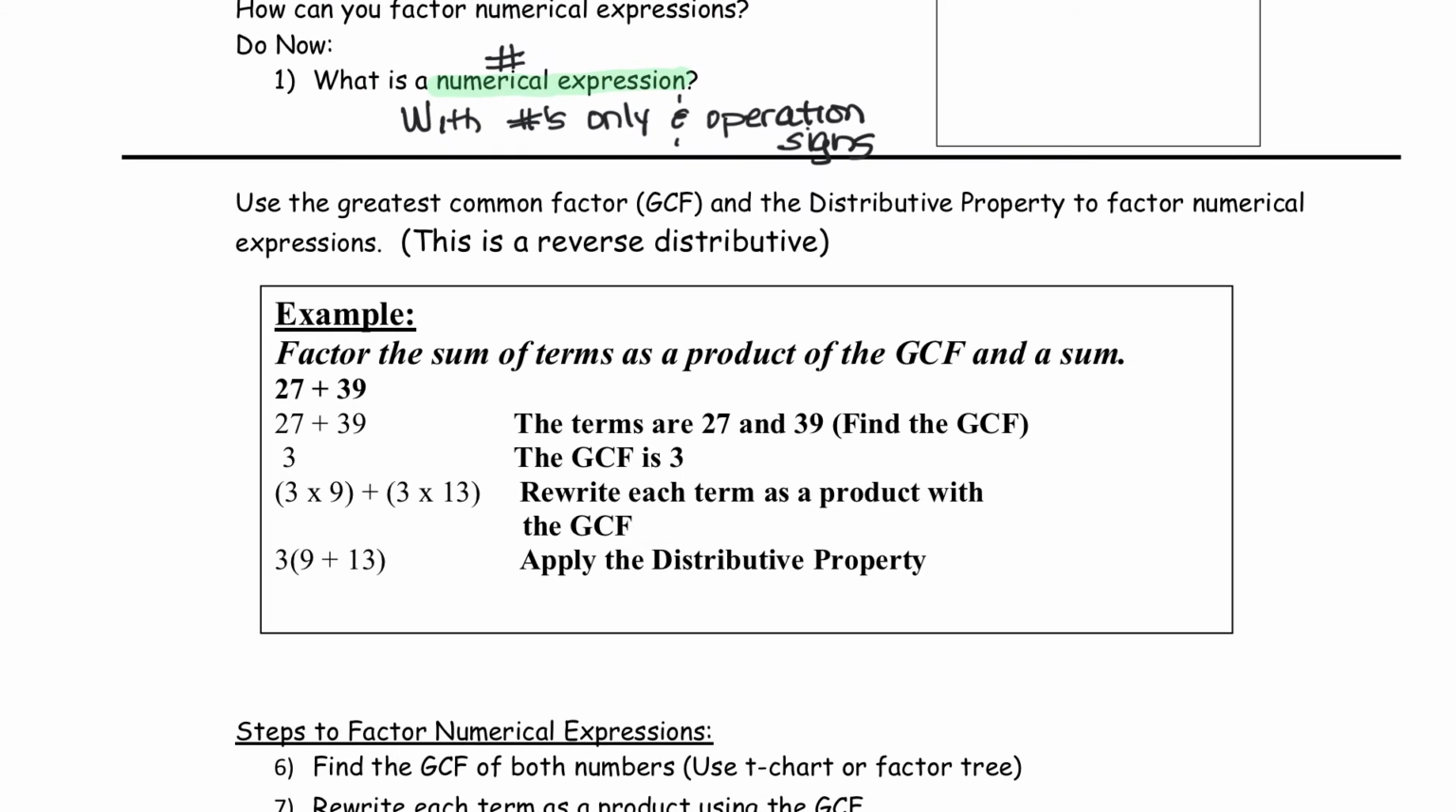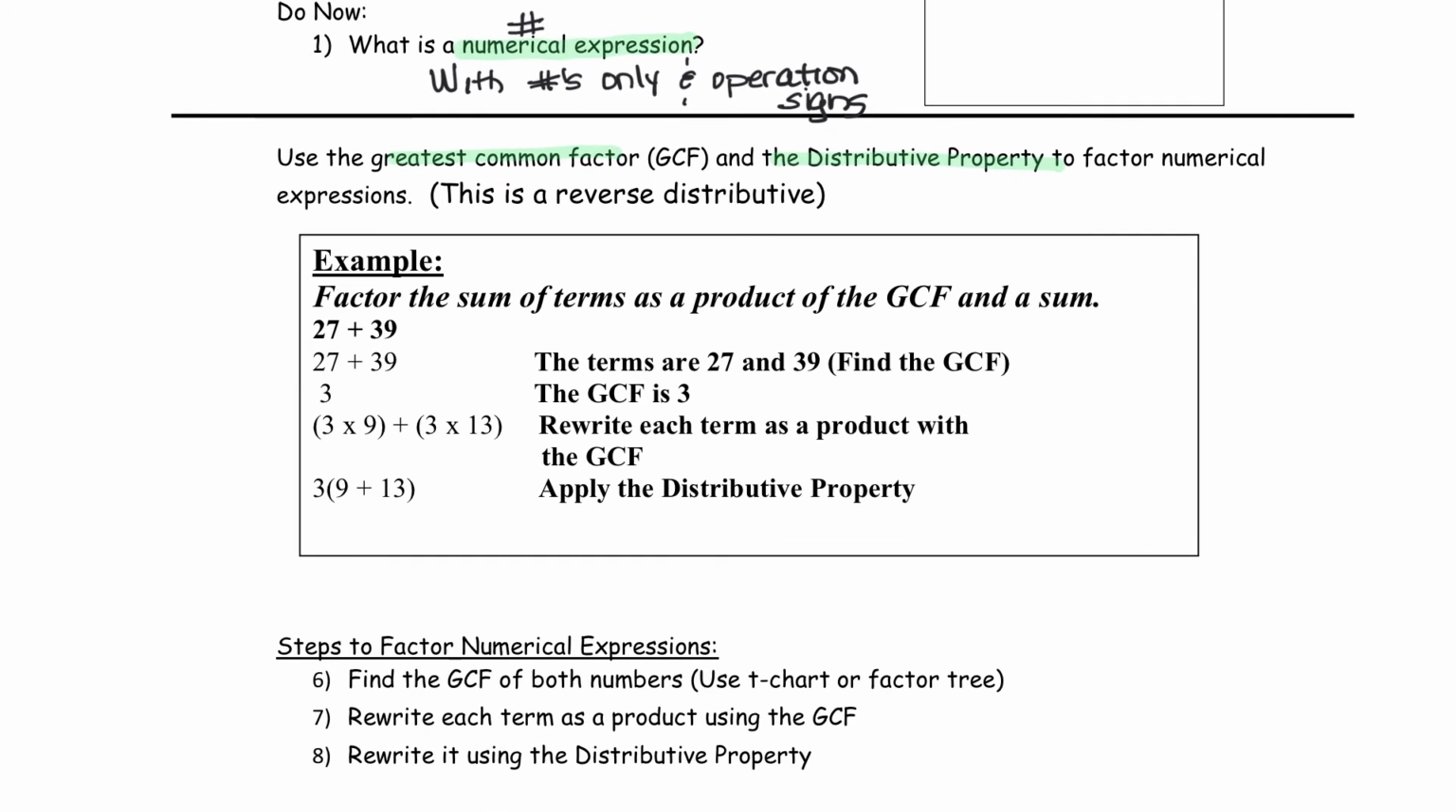We use the greatest common factor, or the GCF, and the distributive property to factor numerical expressions. This is what we call the reverse distributive. So when we start out with this, it's going to seem a little unusual, but then you'll start to catch on and you'll start to see it. Just like with anything else, it's going to take a little bit of practice.